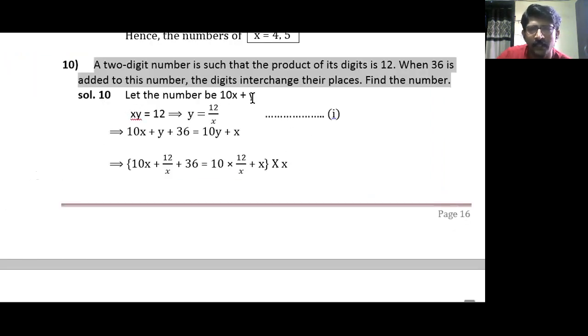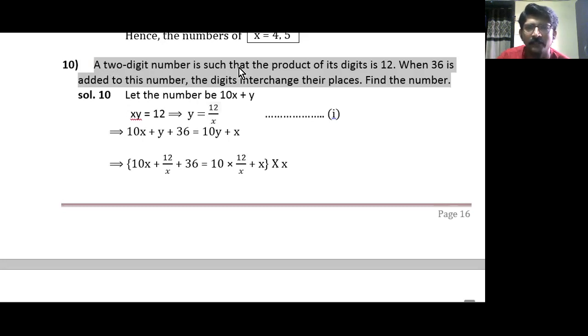Let the number be 10x plus y. And the product of the digits, x into y, gives you 12. That means what is the value of y? y will become 12 upon x. You understood? Why does y become 12 upon x?